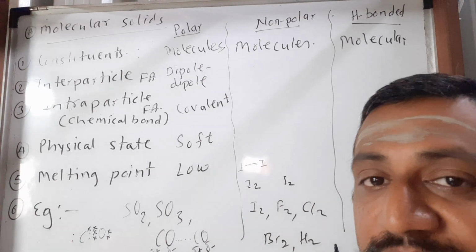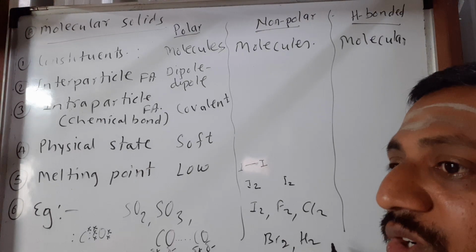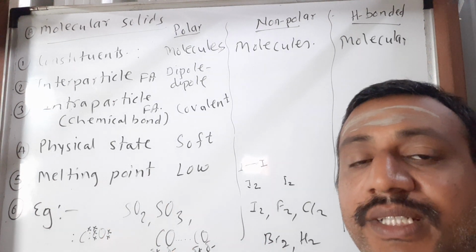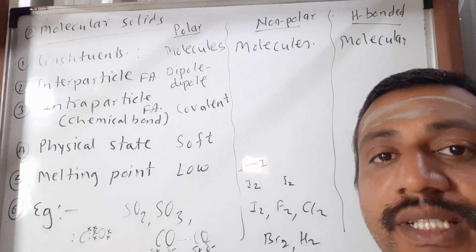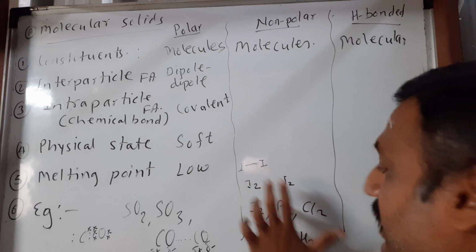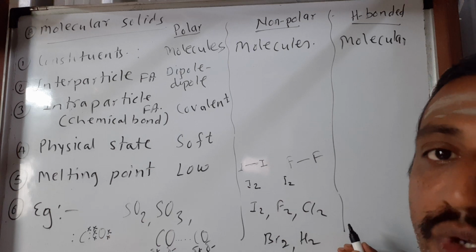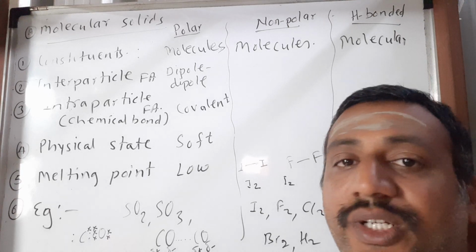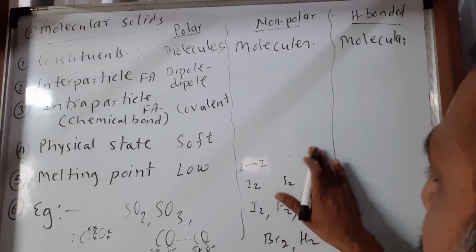I guess some of you may know what non-polar means, some may not know. So that's why I am explaining. Non-polar molecules means the electron pair between the constituent atoms is not shifted towards any specific atom. That electron pair is equally distributed. Between two iodine atoms, the electron pair is equally distributed. Between two fluorine atoms, the electron pair is equally distributed. So that is a non-polar molecule. We can't say one fluorine is more electronegative and another is less electronegative.